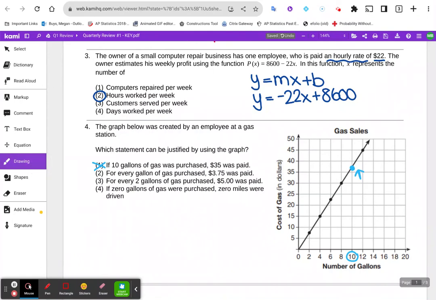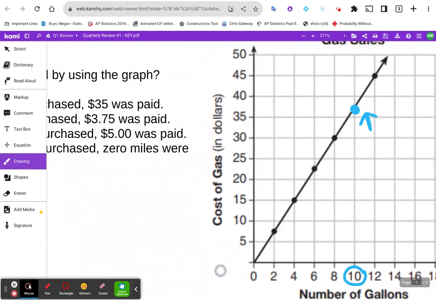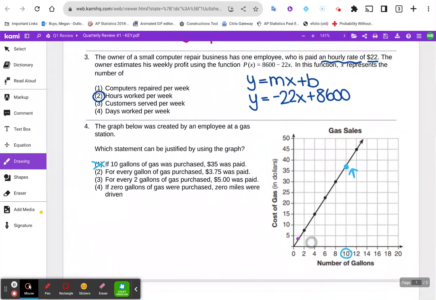In 2, it says for every gallon of gas purchased, $3.75 was paid. Well, as I look here, I'm trying to look at where 1 would be, around here. That might be hard to determine right now. So I'm going to pause on that number 2, and we're going to come back to it and look at our other options for a quick moment.